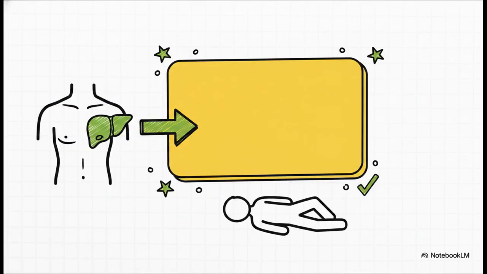Okay, MCQ number 3. Which position is best for a patient right after a liver biopsy? We have A, left side lying, B, right side lying, C, prone, or D, semi-Fowler's. Now, post-procedure positioning is heavily tested on these exams, so take a second to actively visualize the anatomy here.